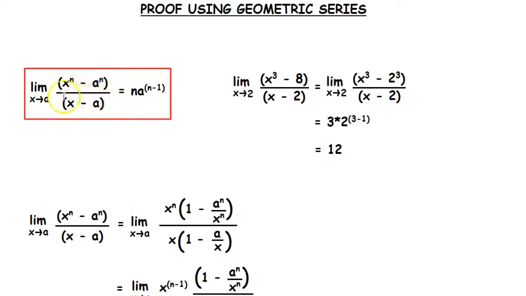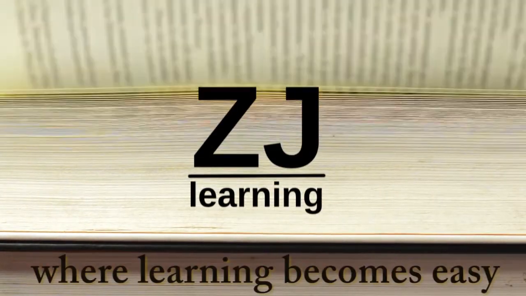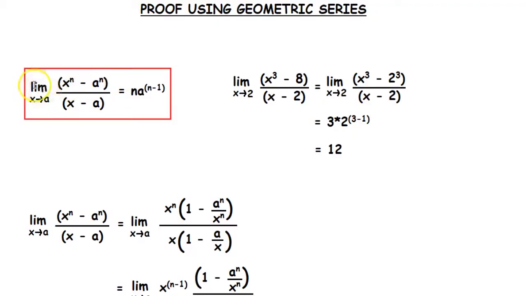Today we will be looking into this theorem and prove it using the geometric series. The theorem is that the limit of x to the power n minus a to the power n divided by x minus a as x tends to a is equal to n into a to the power n minus 1. So we can use this theorem when solving our limits.